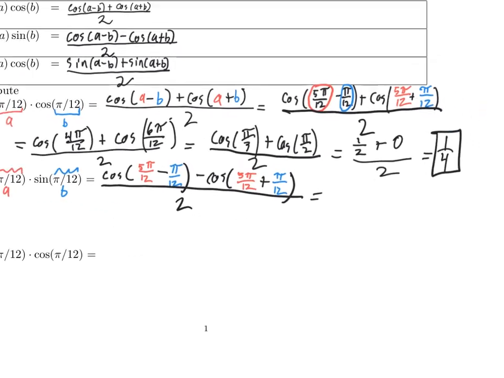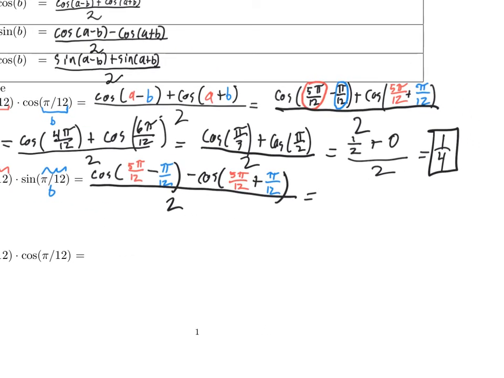Equals. And now, do the same thing as last time. 5 pi over 12 minus pi over 12 is equal to 4 pi over 12, which is pi over 3. So this difference is the same thing as pi over 3.